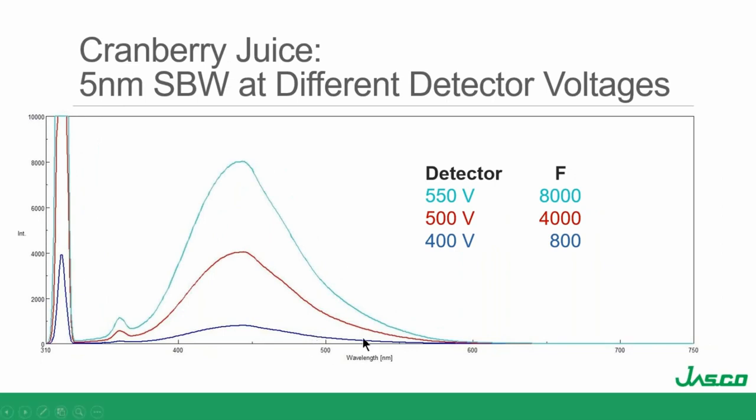So we need to look at detector voltages as well. And I think this is very telling. Here you can see by going from 400 to just 550, not even a huge change, I have increased tenfold the signal that I'm seeing for my sample at 5 nanometer spectral bandwidth. So at 5 nanometer spectral bandwidth, I'm now back up to the intensity I had at 10, but I'm working at 5. So that's a nice compromise.